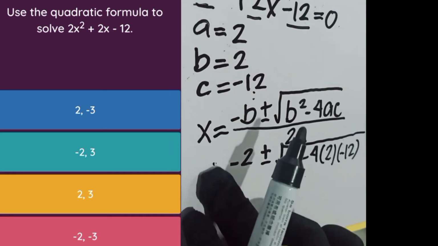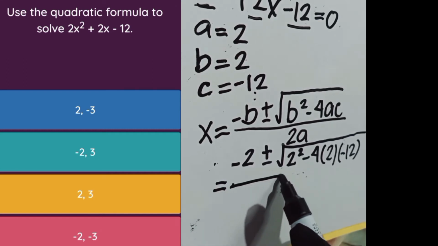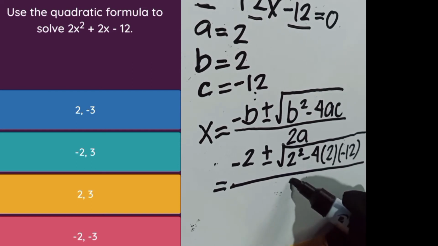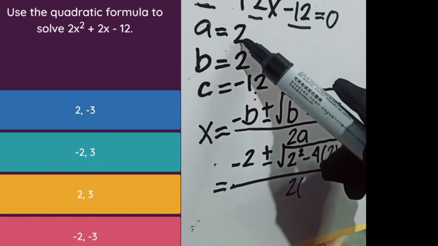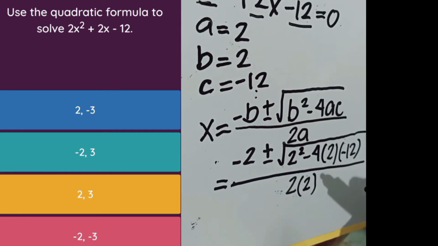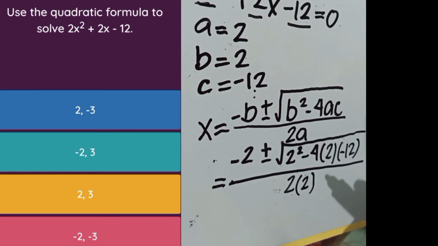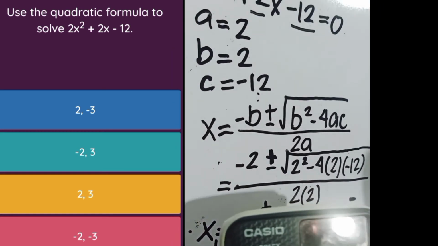Over, let's align the equal sign. In between the equal sign, there we have the fraction bar. So we have 2 times a, which is equal to 2, so 2 times 2. As we can see from the choices, we have the exact values of the two square roots.